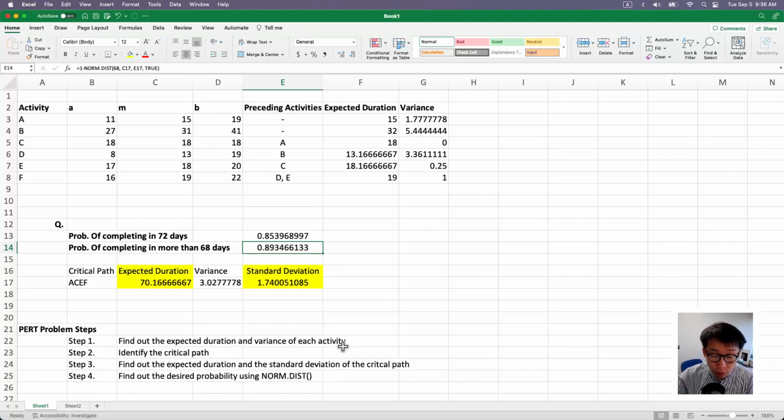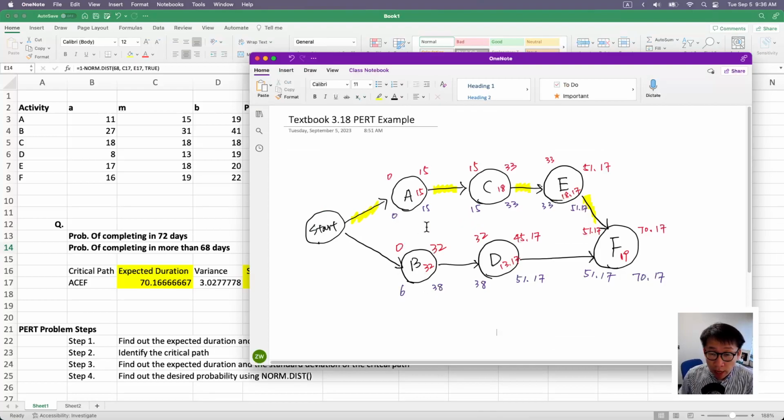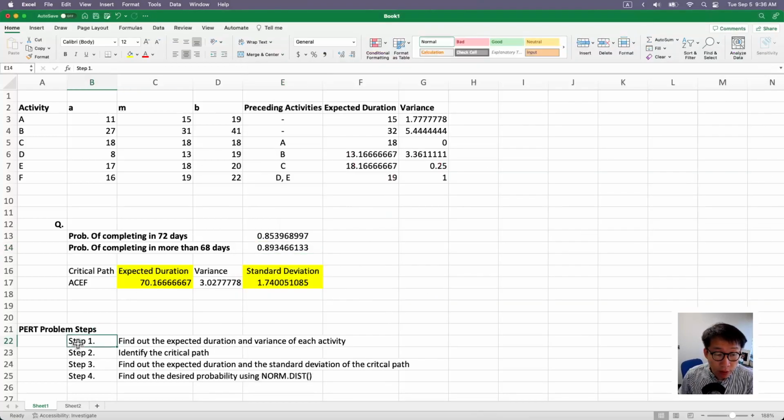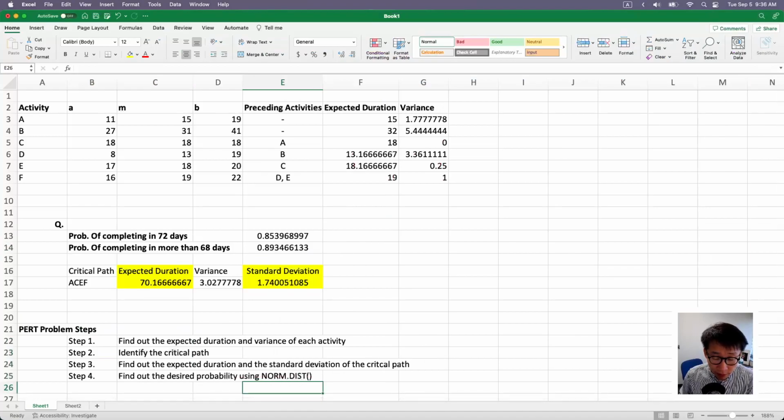Okay, so this is a full cycle for a PERT problem. You may have a longer list of activities. You may have a much more complicated network diagram, but essentially those are the 4 steps that you need to take to complete a PERT problem.